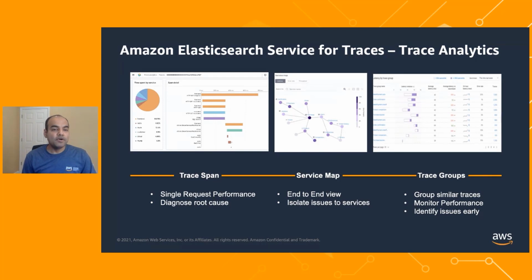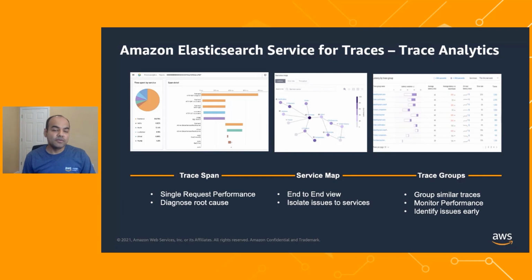So that's about Amazon Elasticsearch Service. For log aggregation, you can do a lot of cost optimization by using the right tier and retaining logs for a longer period of time, and for traces, using trace analytics.